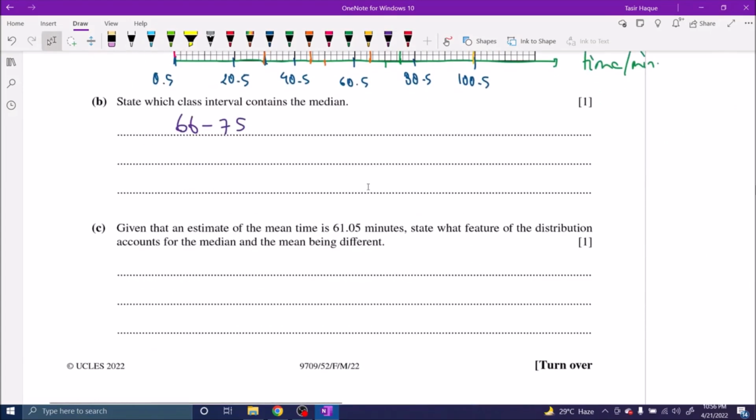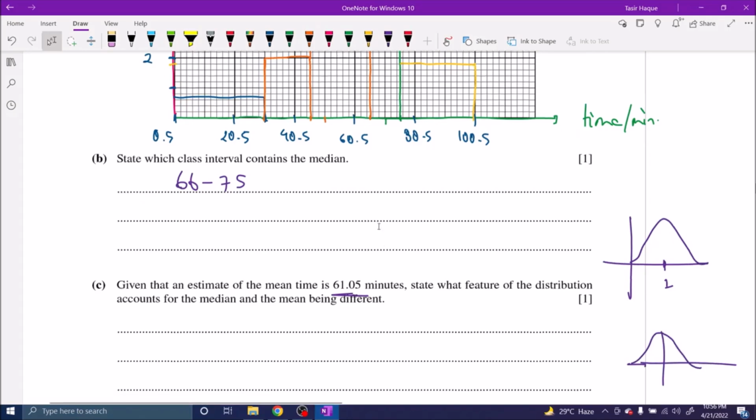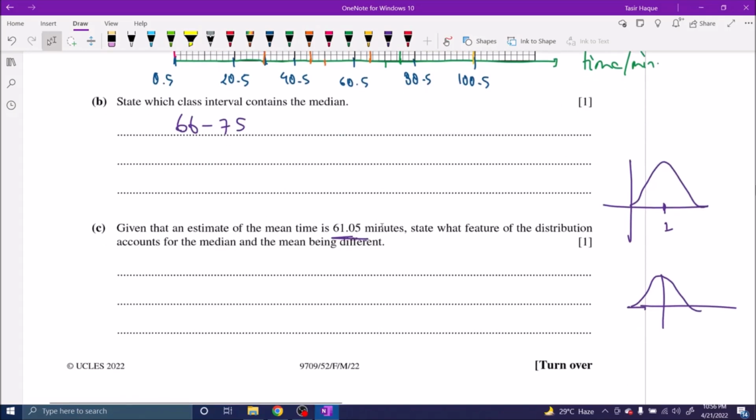Clear? Now, given that an estimate of the mean is 61.05, state what feature of the distribution accounts for the median and mean being different. Okay, so the mean is 61.05 while the median is somewhere around 66 to 75. What does this mean? When are the mean and median the same? Think about it. For a perfect normal distribution, the standard one, the mean is 0 and the median is also 0. That means the data is not skewed, it's symmetrical. If the data is skewed, slightly positively or negatively, then the mean and median are different. Okay, very important theory. The distribution is not symmetrical.